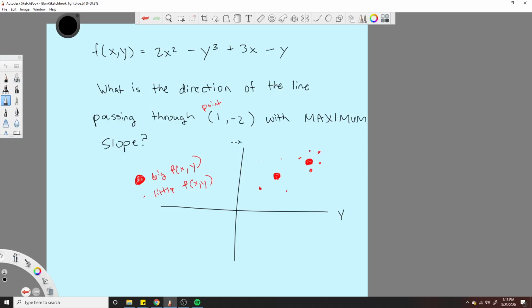All right, give this problem a shot. It's a little more difficult, and don't mind this graph. It's for explaining. I'm going to start solving it now. So we want the direction of a line passing through this point, and the line that we're looking for specifically is the maximum slope at that point.